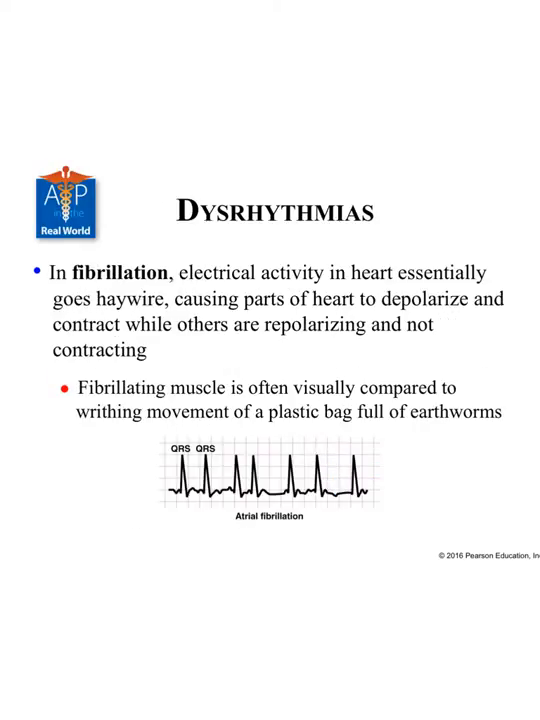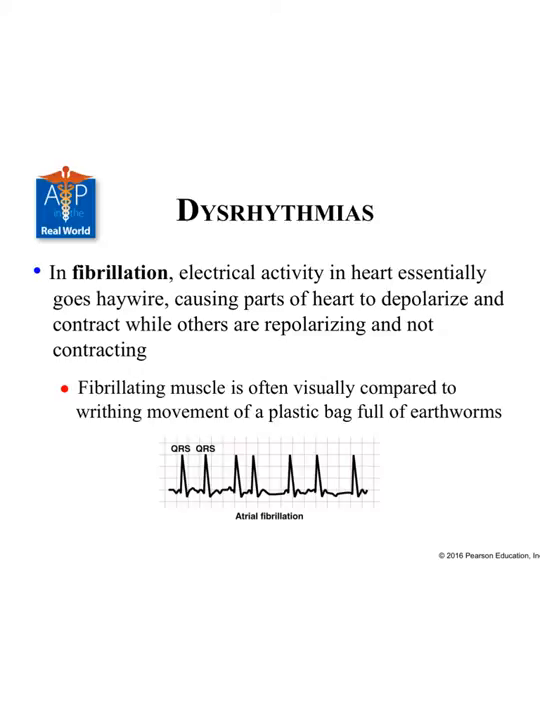Fibrillation is any time the electrical activity of the heart is erratic. Basically, it's so erratic they really can't distinguish it specifically. So it causes parts of the heart to depolarize and others to contract when they're not supposed to. So the movement and flow of blood is definitely disrupted. You can kind of think about it as a bag full of earthworms quivering.